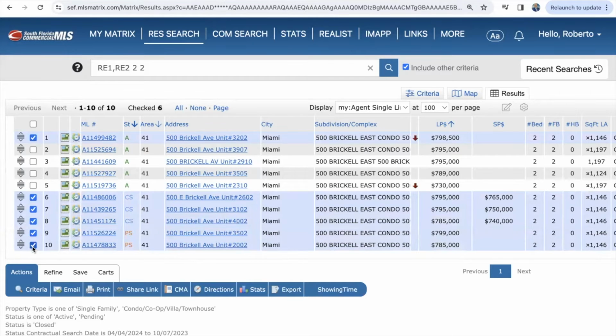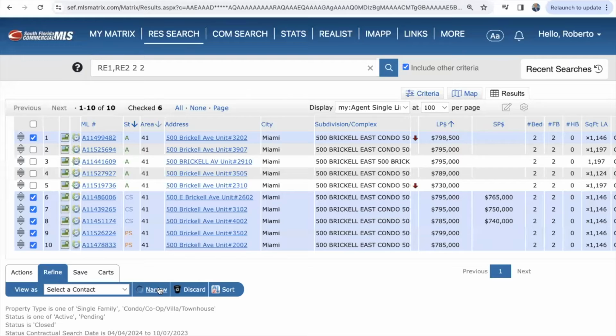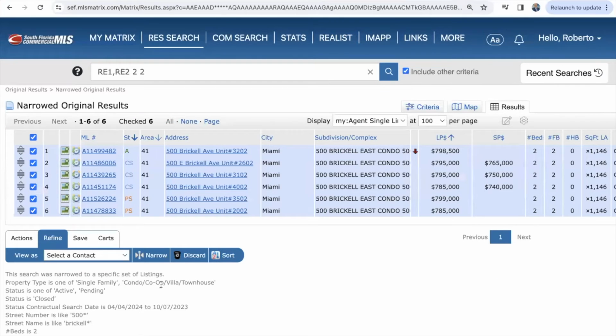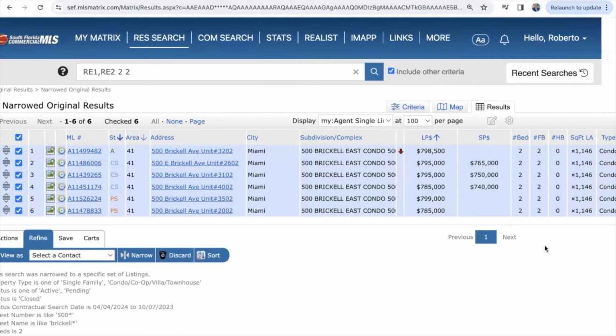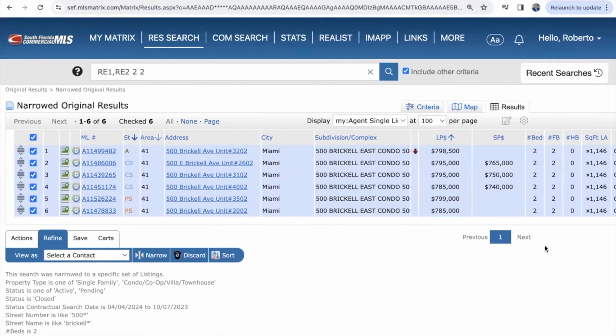Okay. And do you guys know how to eliminate the rest on the MLS? You go here to refine, and you're going to click on narrow. That's going to eliminate everything else, and we stayed with every unit that's on the O2 line. That means that we have the same view, and that means we have the same unit size, right? 1146, same unit size. So here is our comp analysis for a 2-2 in line O2 in that building.